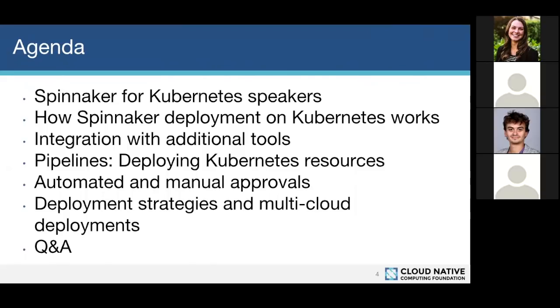Then I'm going to talk about pipelines. These are very flexible and powerful ways to make sure that your Kubernetes resources are deployed in the way in which you most need them to be. We're going to talk about automated and manual approvals, and then we're going to talk about different deployment strategies and multi-cloud deployments. We're also going to see a nice demo of how all of this works. I'm going to take you on some tours, and then I'm going to show you an actual demo of a real application, which is fun.